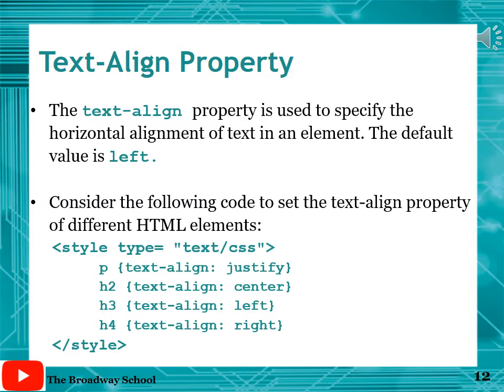Consider the following code to set the text align properties of different HTML elements. P, text align justify, text align center, text align left, text align right. How many options we have? 4. Justify, center, left and right.